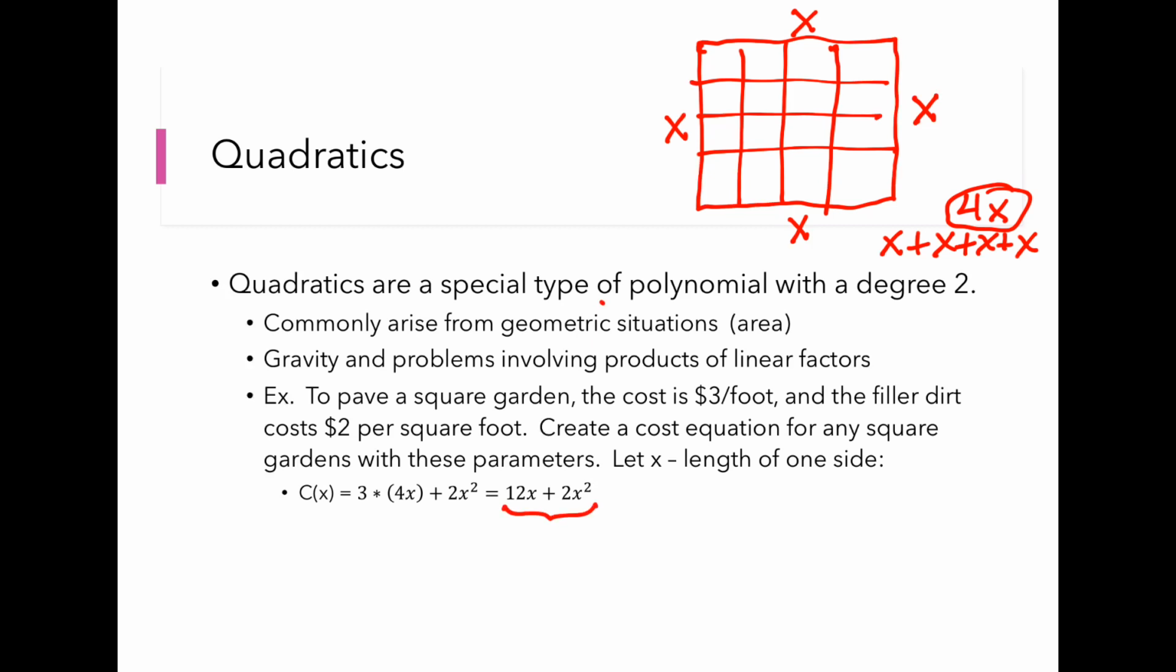And notice that this is a quadratic equation because it has x squared there.